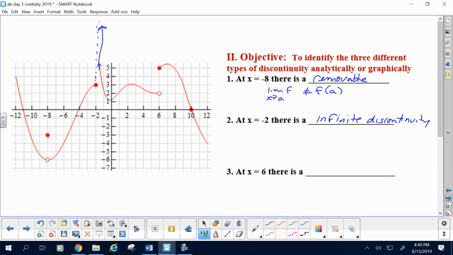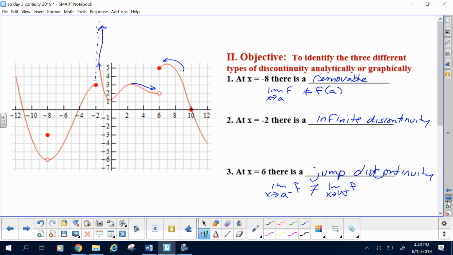All right, and last but not least, at x equals 6. That's a case where the left hand and the right hand, it jumps right up to a totally different point. That's called a jump discontinuity. And the case there is the limit as x approaches the number from the left is not equal to the limit as x approaches the number from the right. That's different. All right, so we have three types of discontinuity: removable, which is a hole; infinite, which is an asymptote; or jump.